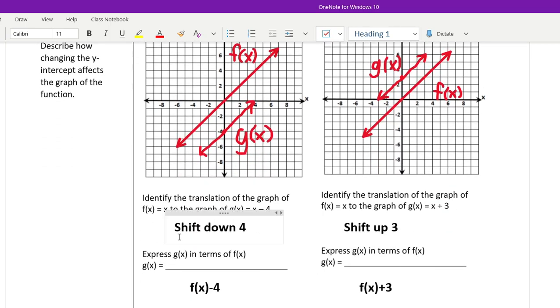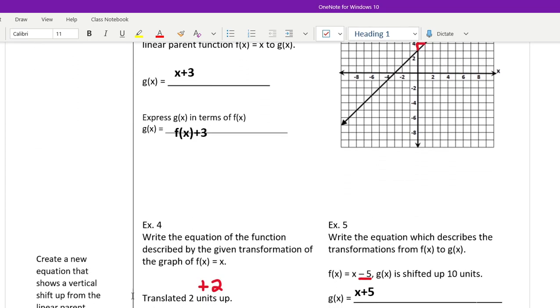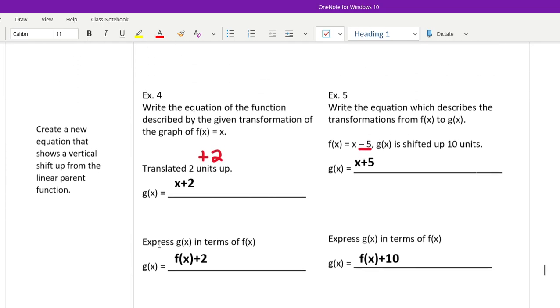Our verbal description of it is saying either it shifts down or shifts up. Another way of describing it verbally is translated. Translated and shift mean the same thing. So in this case it says translated. Over here it says shifted. Those are referring to the same types of movement. And then we use a verbal description to transform or to create our equation.